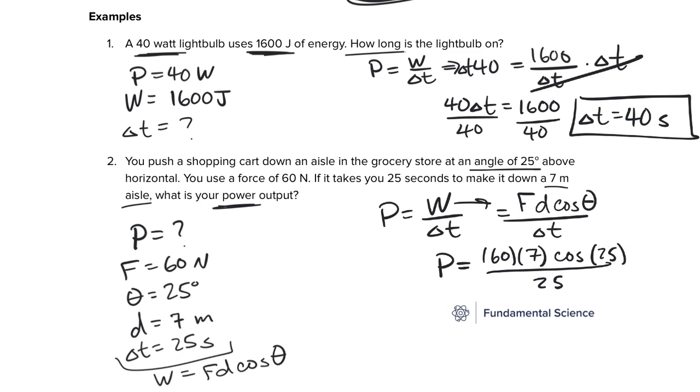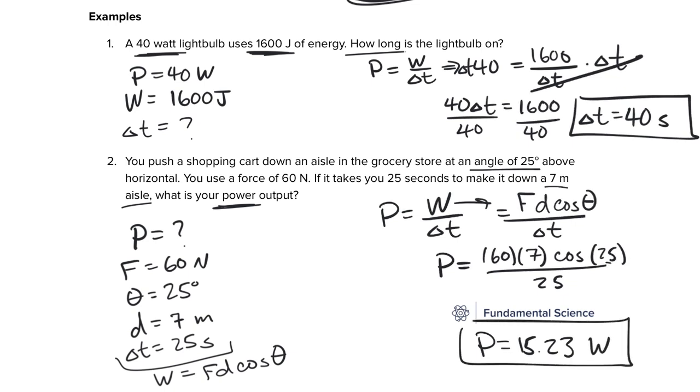And that was mostly me stalling so I can type in on my own calculator at home on my couch. 60 times 7 cosine of 25 divided by 25. And I got to make sure that I'm in degrees, and I am. And I'm getting that the power here equals 15.23 watts if you round. Hopefully that's what you guys are getting as well.